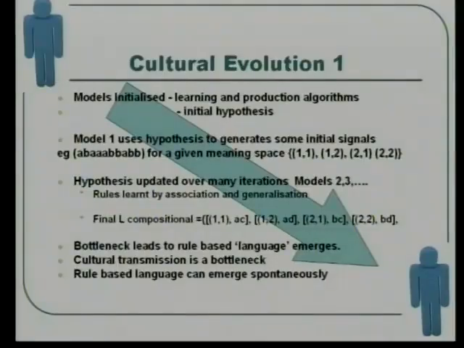And as model one transmits, model two develops some sort of hypothesis as to what is the relationship between the signal and the meaning space. After a while, model one departs, model two then starts to transmit to model three. And so the iterations go on over many generations. And what these people are saying is that over time, rule-based language emerges, but only if there's a bottleneck.